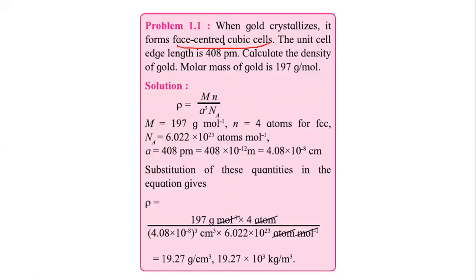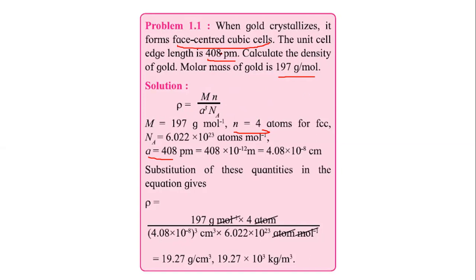For a face centered unit cell, immediately we have to remember how many particles are there. 4 particles are there, so you got this value n is equal to 4 here. Then the unit cell has an edge length of 408 picometer, so A is known, n is known. Calculate the density. As you have this formula, rho is equal to M into n divided by a cube into Na. Now the molar mass is also given. Molar mass of gold is 197 grams per mole.